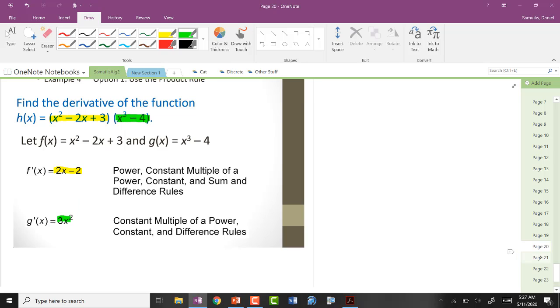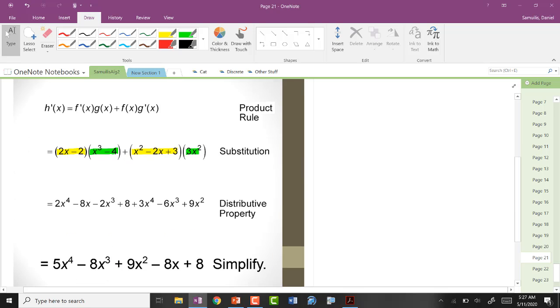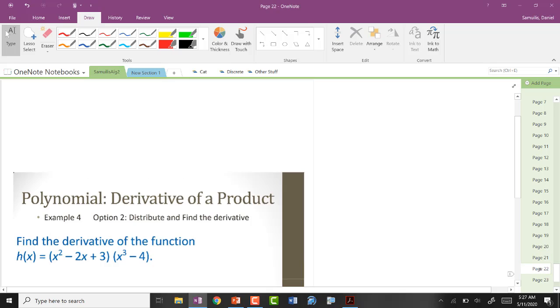I get this. So the rule for it is the derivative of the first function times the second function untouched plus the first function untouched times the derivative of the second function. Distribute all of that out and combine like terms. Okay, so that's the derivative of the product. Again, I don't actually use this formula. I'm just saying it's there.